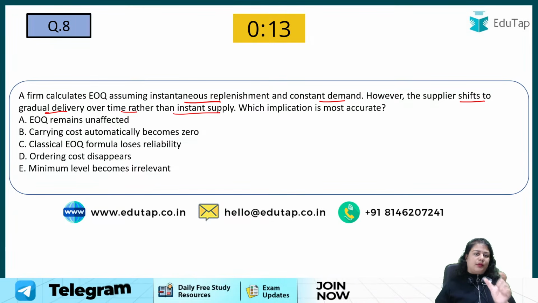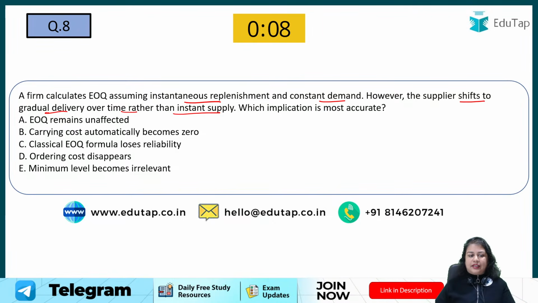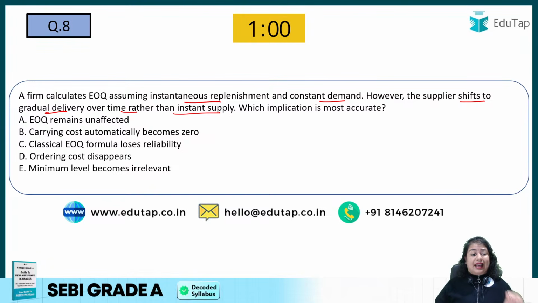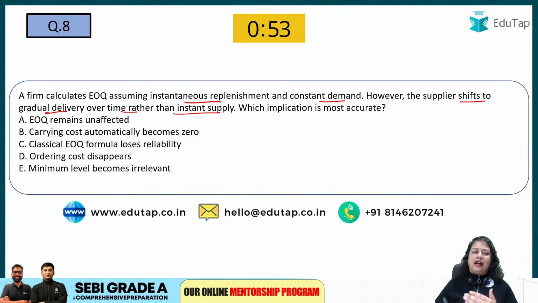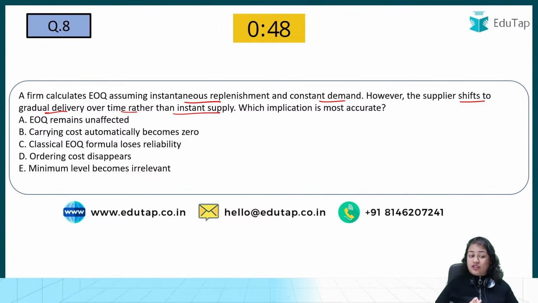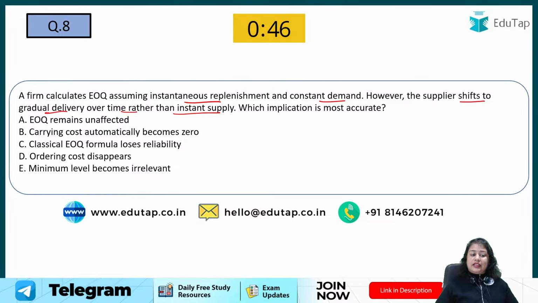So what is the assumption of EOQ? That instant supply will come, right? So will EOQ remain unaffected? This implication is not accurate. It will not remain unaffected. Then, carrying cost automatically becomes zero. No, carrying cost will still be there, holding cost, because some supply is coming, and we have to hold it and carry it. So the cost doesn't become zero. Then, classical EOQ formula loses the reliability. It loses the reliability. Yes.